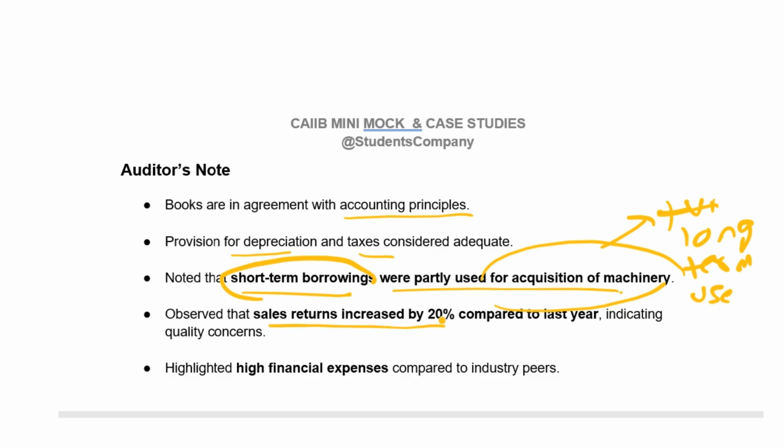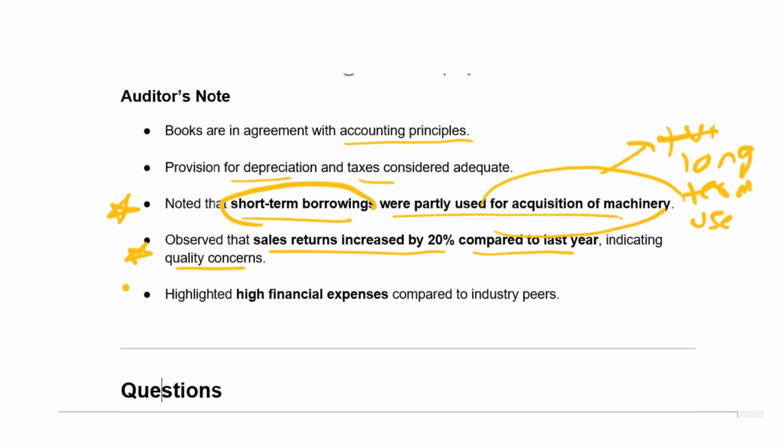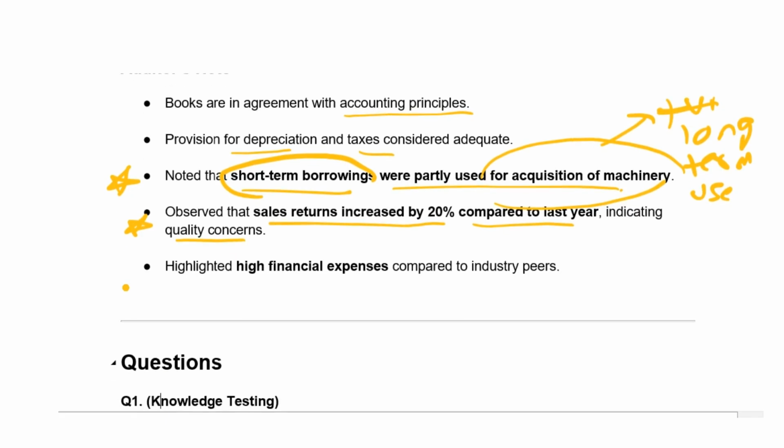Sales return increased by 20% compared to last year. Now, what is sales return? That the customer has received the product, he has paid for it, but then for some reason he's returning it, and he's also indicating quality concerns in the product they are selling. So again, this is a red flag that frequently customers are returning the goods sold by the company due to quality issues. Then financial expenses compared to industry peers.